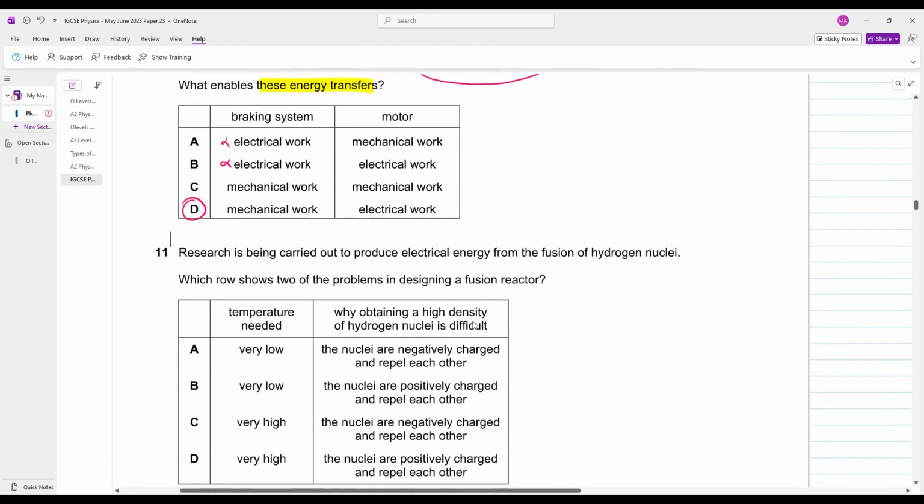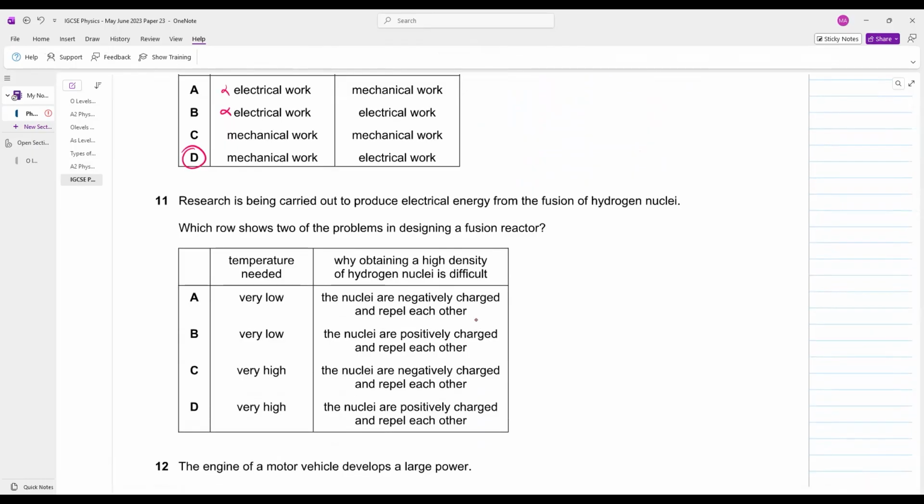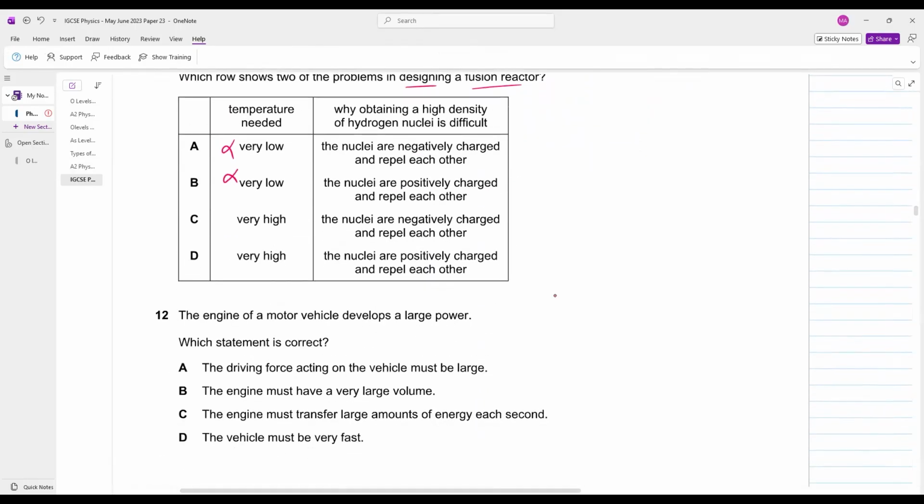Research is being carried out to produce electrical energy from the fusion of hydrogen nuclei. Which row shows two of the problems in designing a fusion reactor? Beta, for a fusion reactor you need a very high temperature. Cancel A and B. And why do you need a very high temperature? Because the two nuclei of hydrogen are positively charged and they repel each other. D is your answer.